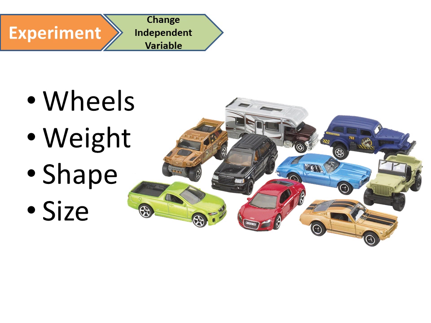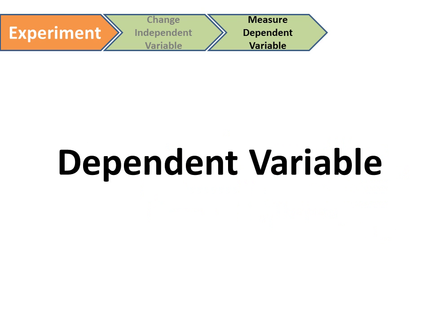In our example, we might want to change the wheels, weight, shape, and size of the car. But we should only change one of these at a time, or else we will create more than one independent variable. The goal of your experiment is to measure or observe what happens when you change your independent variable.